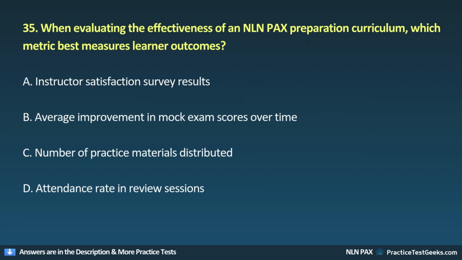35. When evaluating the effectiveness of an NLN PAX preparation curriculum, which metric best measures learner outcomes? A. Instructor satisfaction survey results. B. Average improvement in mock exam scores over time. C. Number of practice materials distributed. D. Attendance rate in review sessions.